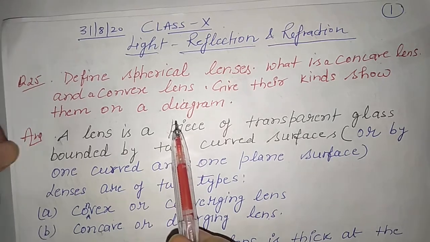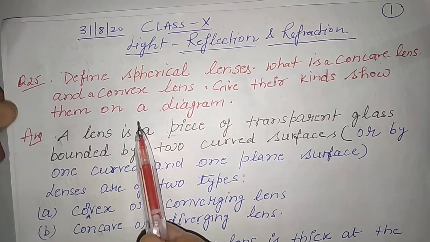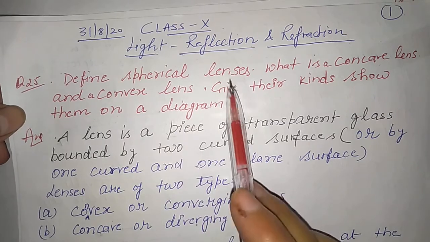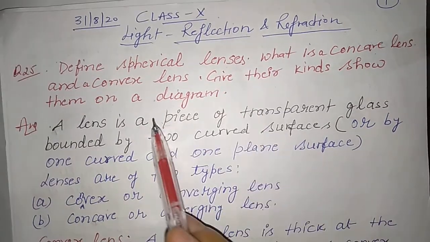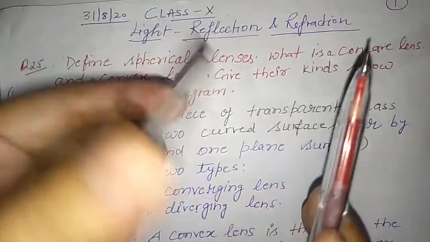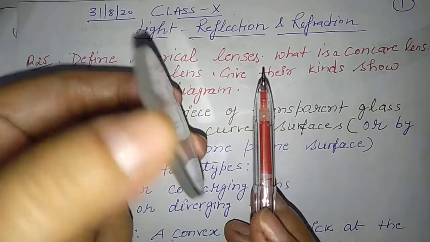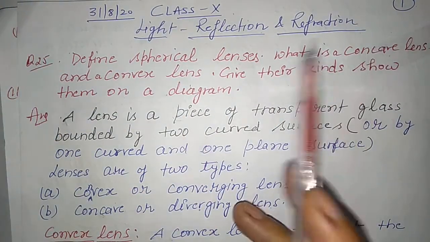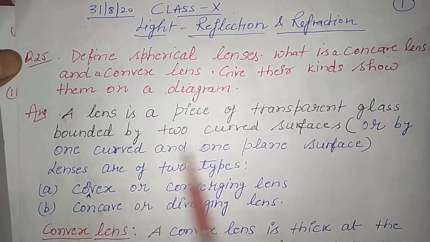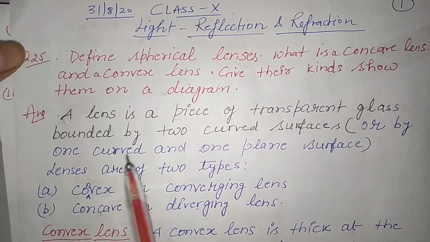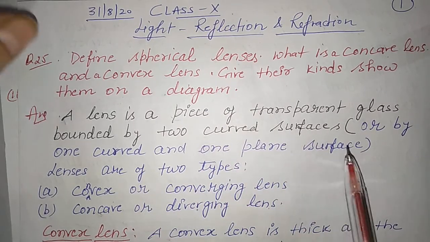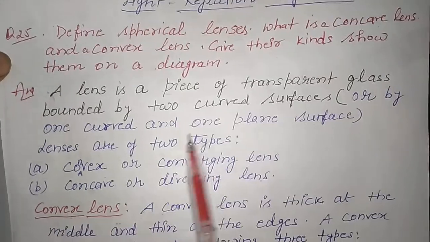Hello everyone. In the last video we discussed the refractive index. Now in this video we are going to discuss spherical lenses. A lens is a piece of transparent glass bounded by two surfaces, maybe one curved and one plane surface. These are basically two types.